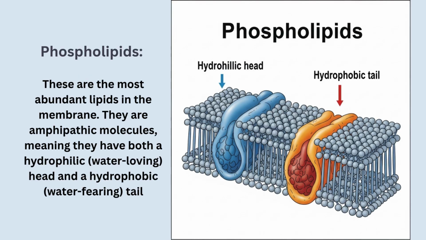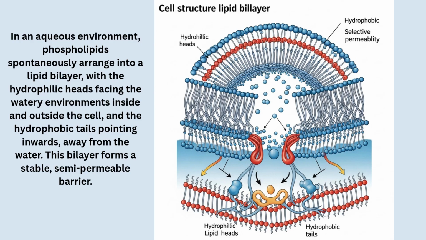Phospholipids. These are the most abundant lipids in the membrane. They are amphipathic molecules, meaning they have both a hydrophilic, water-loving, head and a hydrophobic, water-fearing, tail. In an aqueous environment, phospholipids spontaneously arrange into a lipid bilayer, with the hydrophilic heads facing the watery environments inside and outside the cell, and the hydrophobic tails pointing inwards, away from the water. This bilayer forms a stable, semi-permeable barrier.